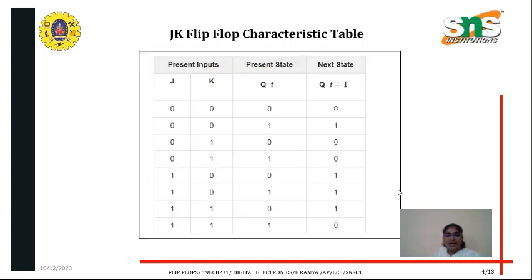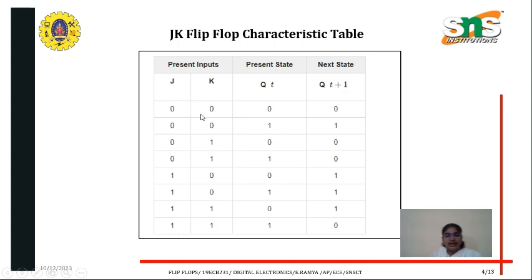So in this slide we have the characteristics table of the JK flip-flop. Flip-flops and their characteristics are very important. So we have the present inputs J and K, the present state Q of t, and the next state Q of t plus 1. We know Qn is the present state and Qn plus 1 is the next state. So we have J and K inputs 0 0, 0 1, 1 0 and 1 1.